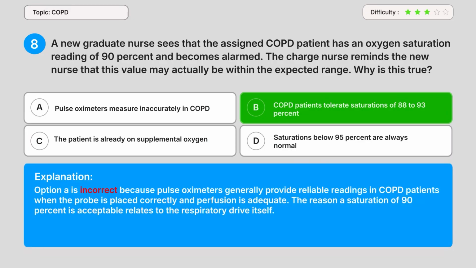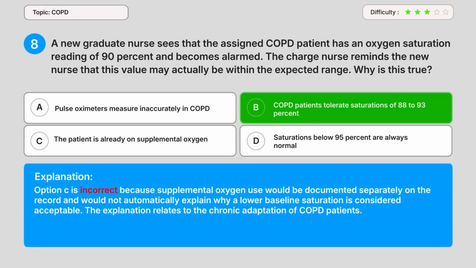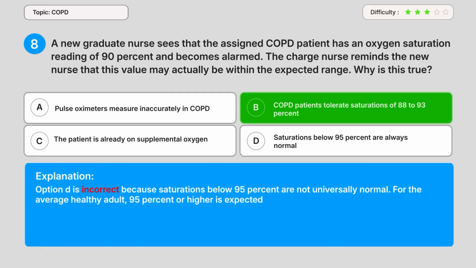Option A is incorrect, because pulse oximeters generally provide reliable readings in COPD patients when the probe is placed correctly and perfusion is adequate. The reason a saturation of 90% is acceptable relates to the respiratory drive itself. Option C is incorrect, because supplemental oxygen use would be documented separately on the record and would not automatically explain why a lower baseline saturation is considered acceptable. The explanation relates to the chronic adaptation of COPD patients. Option D is incorrect, because saturations below 95% are not universally normal. For the average healthy adult, 95% or higher is expected.